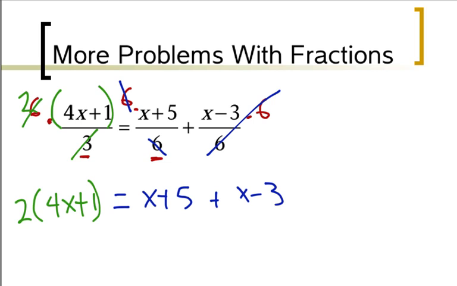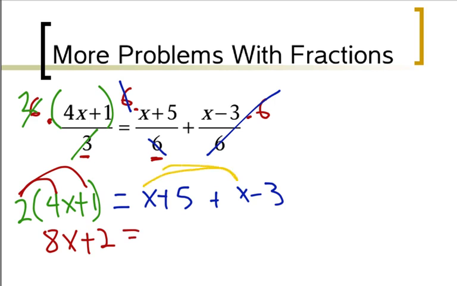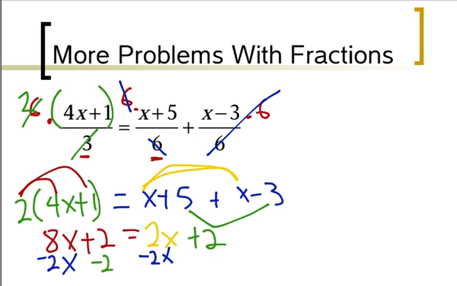So now I just need to simplify what's left over as my other problems have been. So I just distribute my 2, and that gives me 8x plus 2 equals, now you take your x and your other x, combine those, and that gives you 2x's, and then you have 5 minus 3, which gives you 2, plus 2. So now I move my 2x, I subtract it, and then I'm going to subtract my 2 here to be on the other side.